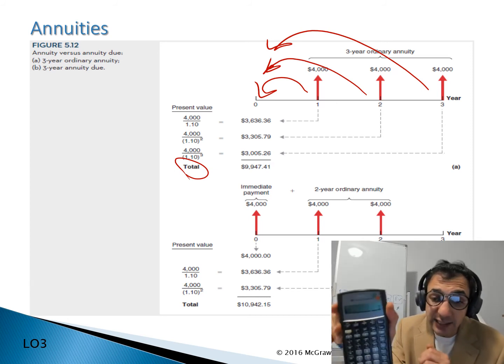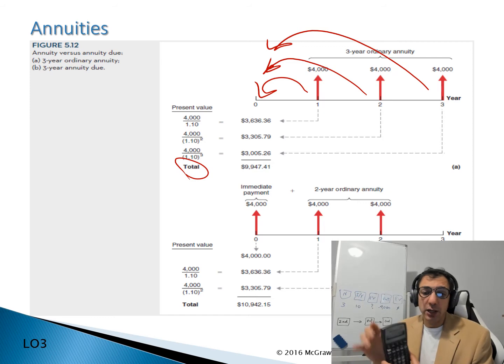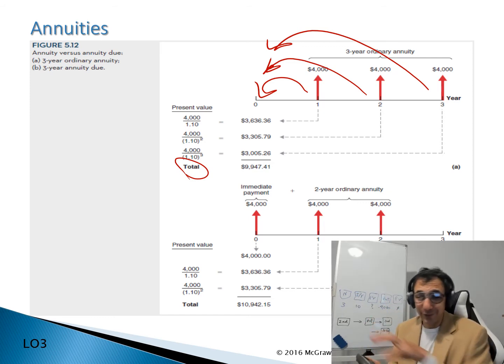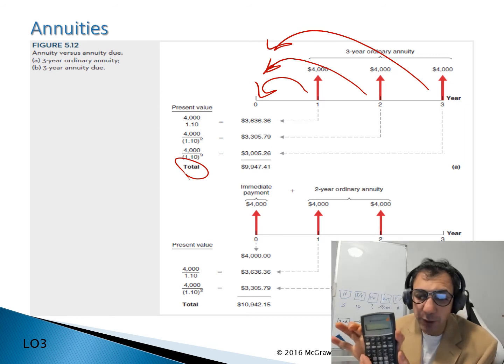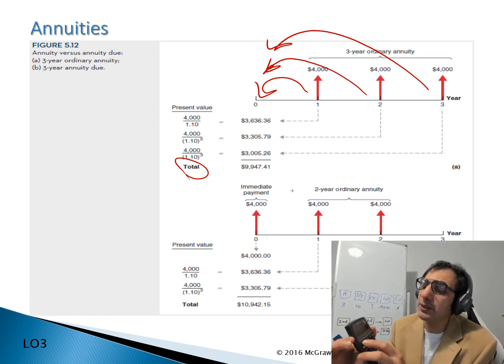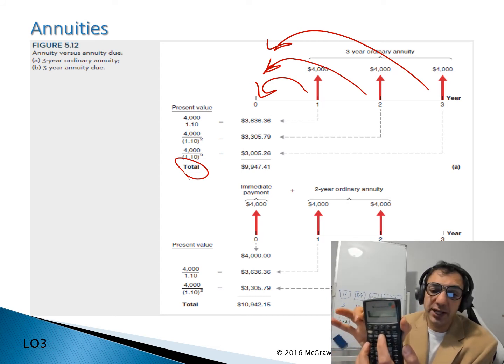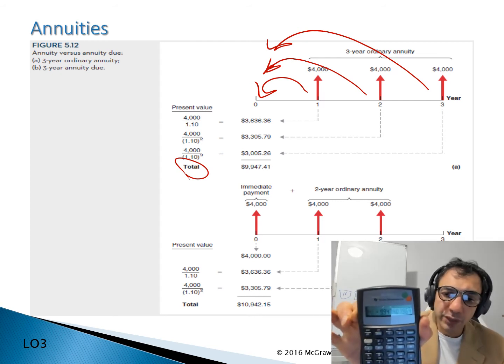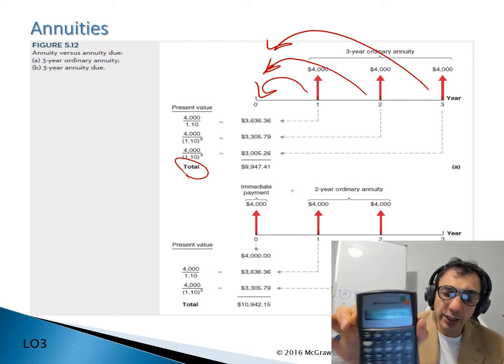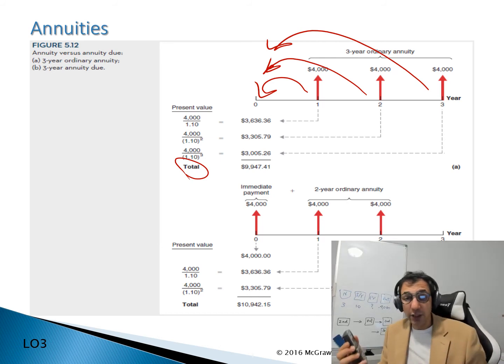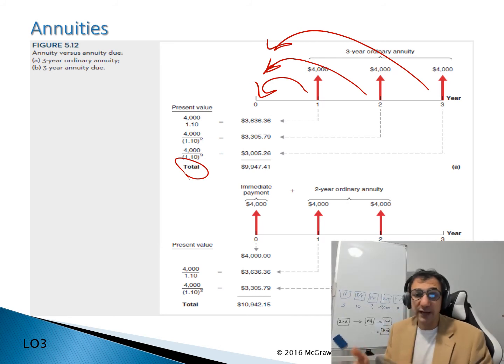What is the last step? After entering all these, all the numbers are in the memory of the calculator. You don't see all of them here, but they're already in the memory of the calculator. So you hit CPT. That's the first button on the first row. So CPT, and then you go with the present value, which is in the middle of the third row. When you hit that, you will see that the present value is 9,947. That's exactly the number you see on this slide.